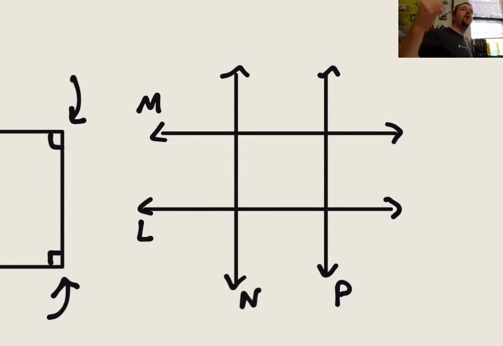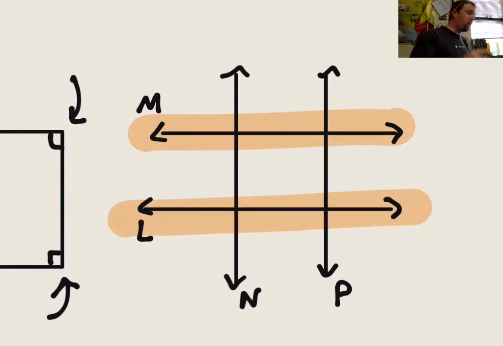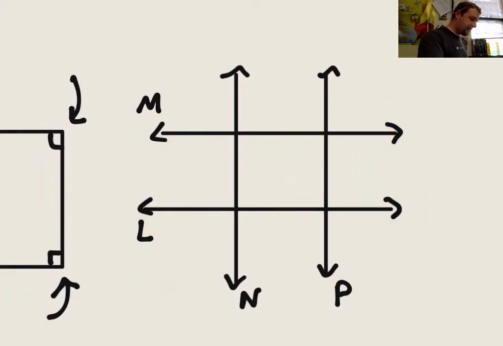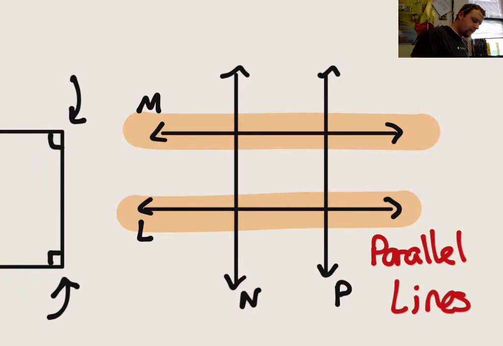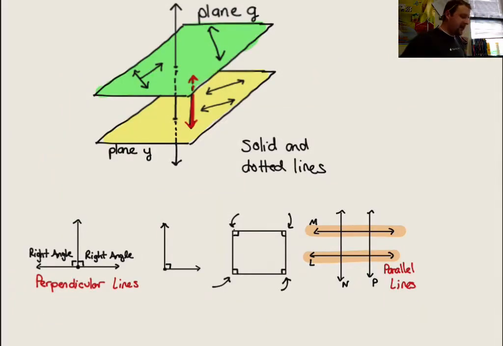Izzy, can you give me an example of two lines that are parallel? M and L. So this one and this one. Will they ever meet? No. So yes, those are parallel lines. So we're going to label this one parallel lines. Okay? Parallel lines. So we have perpendicular and parallel lines.